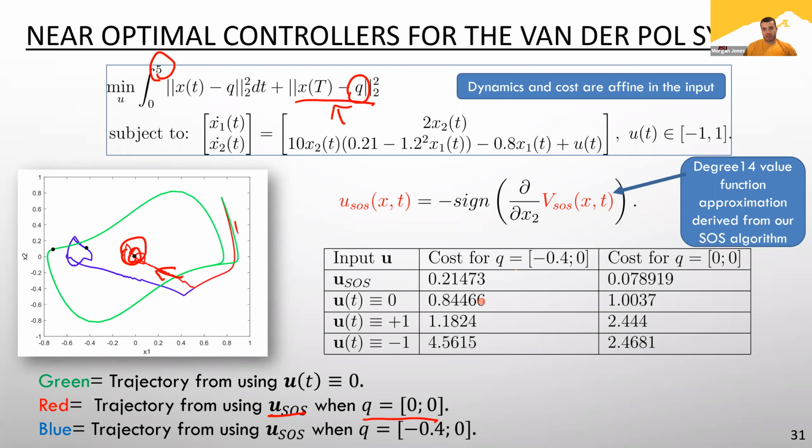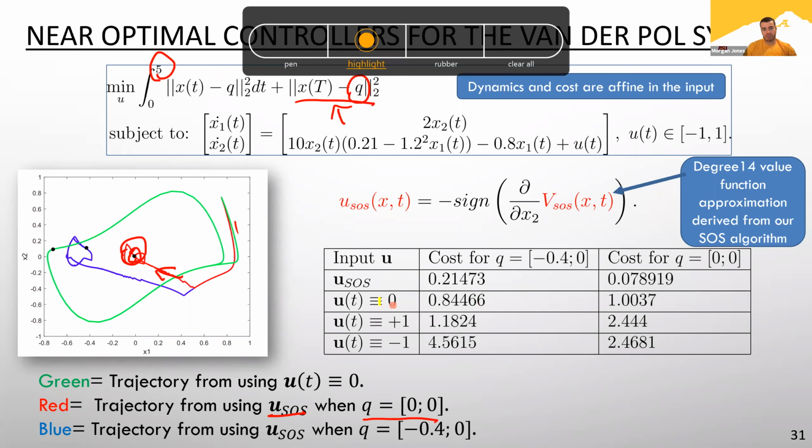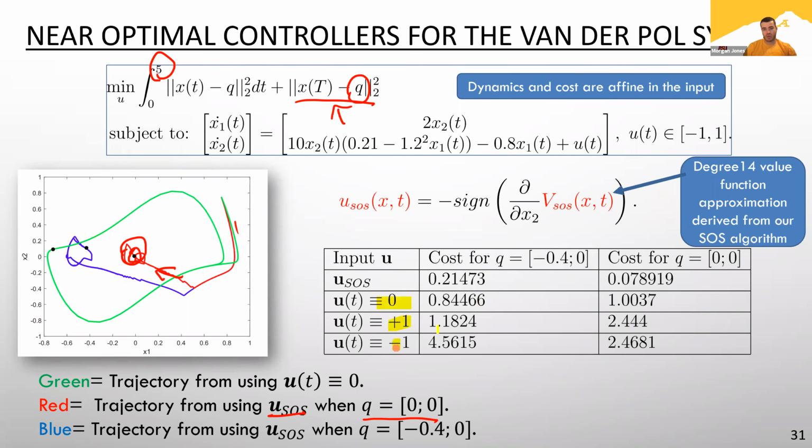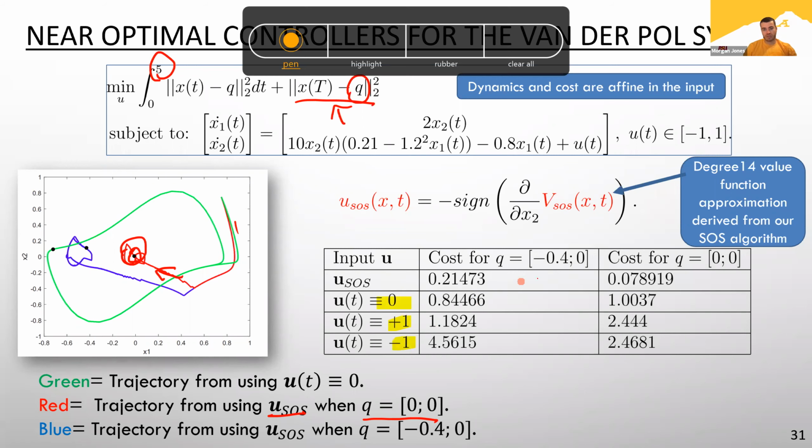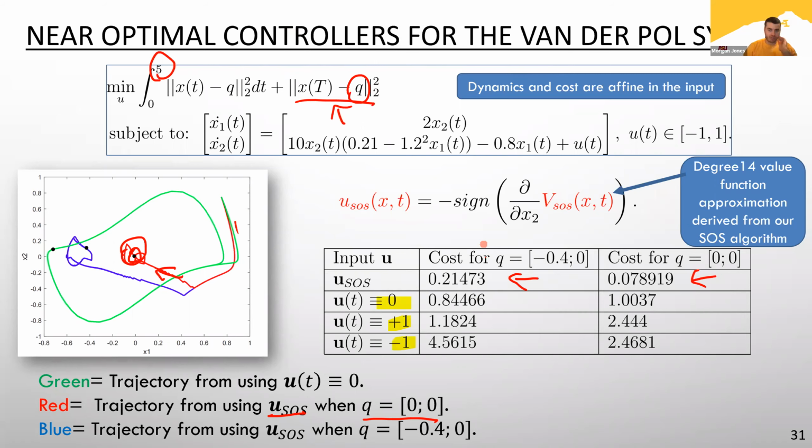We can evaluate the costs associated with each of these trajectories and compare them to naive inputs, such as using a constant input of 0, +1, or -1. And we see that the SOS derived controller performs better than those other types of controllers.